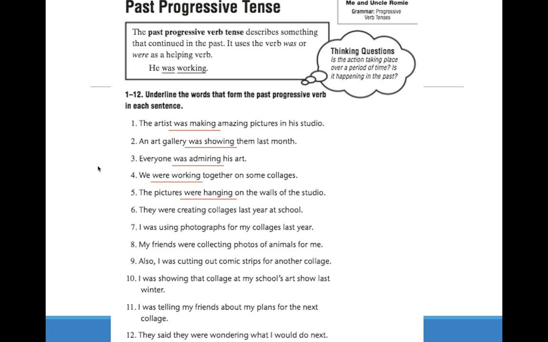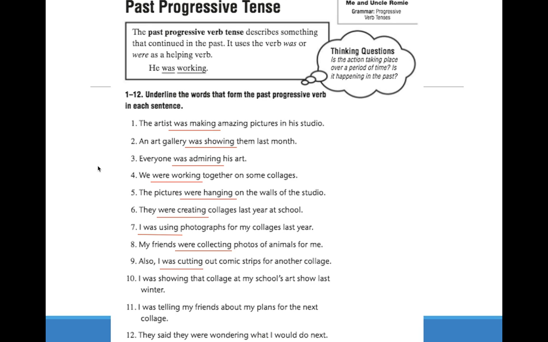They were creating collages last year at school. Were creating. I was using photographs for my collage last year. Was using. My friends were collecting photos of animals for me. Were collecting. Also, I was cutting out comic strips for another collage. I see the word was, and I see a word ending in an ing, so I'm going to guess that was cutting is the past progressive tense.